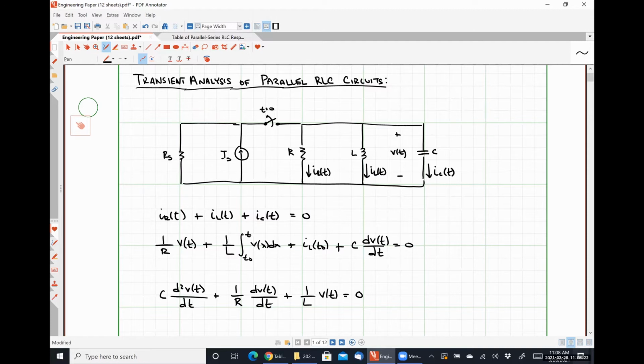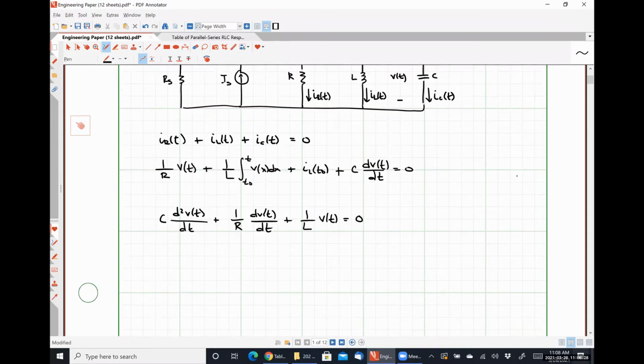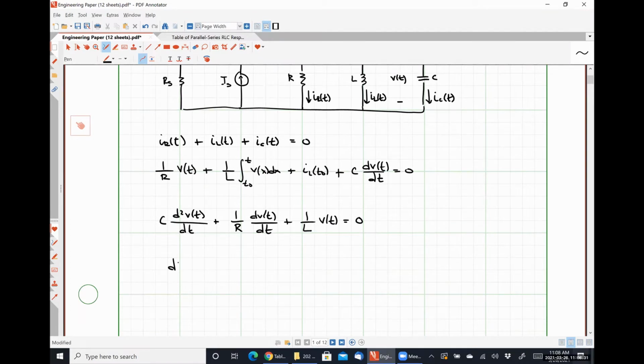I'm going to do one more step here, and I'm going to just divide everything by C. And so that is going to leave me with the second derivative of my voltage with respect to time plus 1 over RC times the first derivative of my voltage with respect to time plus 1 over LC times my voltage as a function of time is equal to 0. So this is a nice and neat second order differential equation.